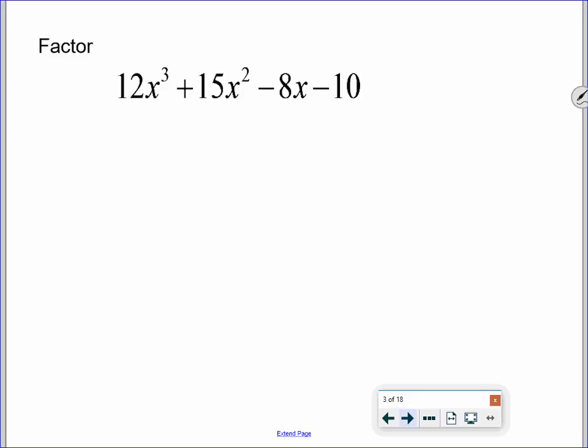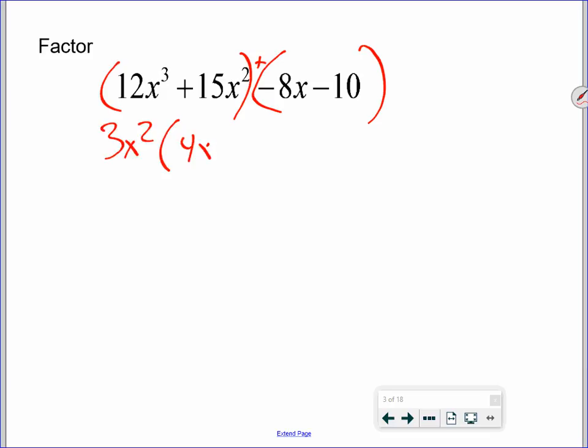Now, this problem doesn't have a greatest common factor, but there are 4 terms. And whenever we see 4 terms, we immediately want to think, ooh, this might be factoring by grouping. Remember, my tip is to put a plus between those, leave the negative in the parentheses. So when we factor out of the first term, I can factor out a 3x squared. And what's left behind is 4x plus 5.